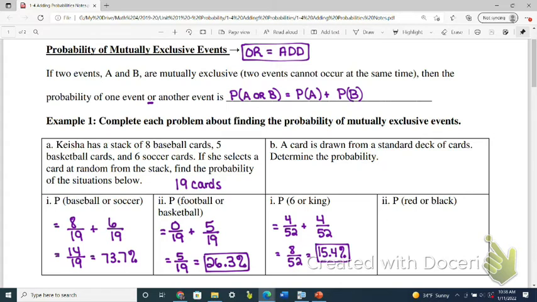Finally, red or black. So there are 26 red cards. Again, they can't be red and black at the same time. And there are 26 black cards. So that means it is 52 out of 52, which is a 100% chance of happening.